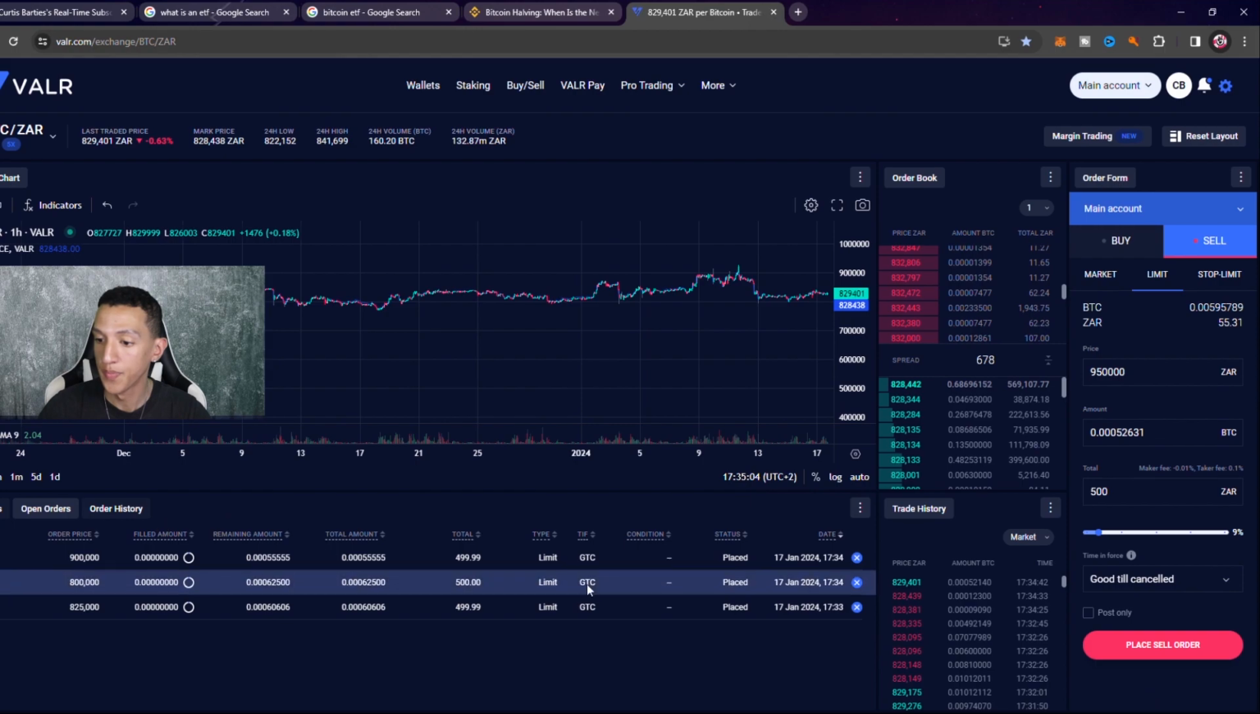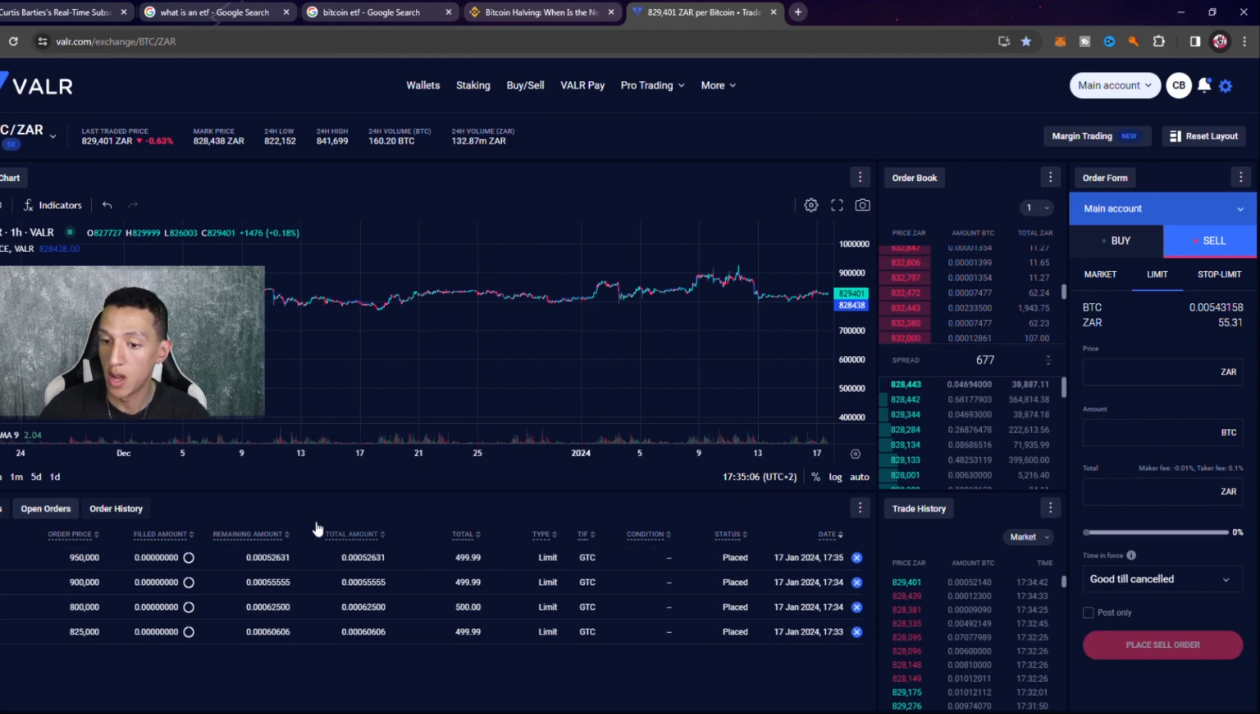So there we go, we'll just place that sell order. Now in our open orders we have the 2 sells and the 2 buys. Basically these orders will only get filled once Bitcoin reaches that specific price. So if it goes down, there's a possibility that these orders might never get filled as Bitcoin might go up. This is basically scaling into the market.